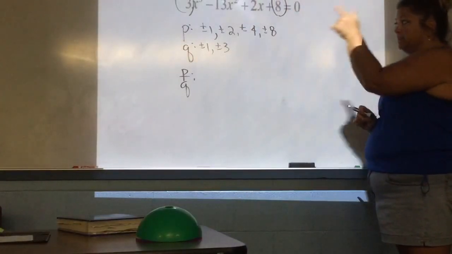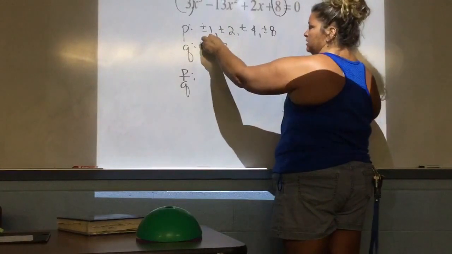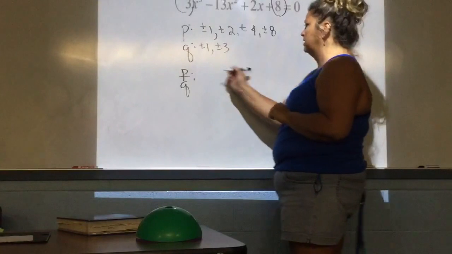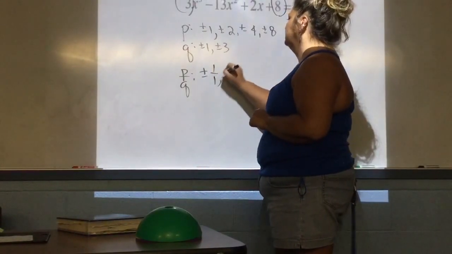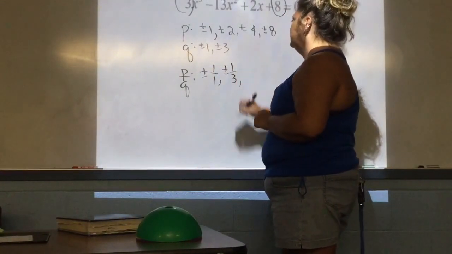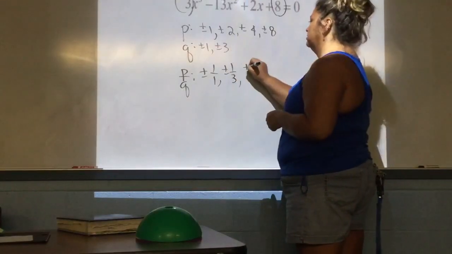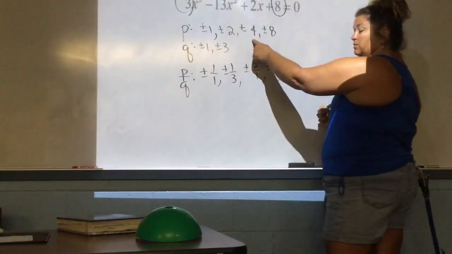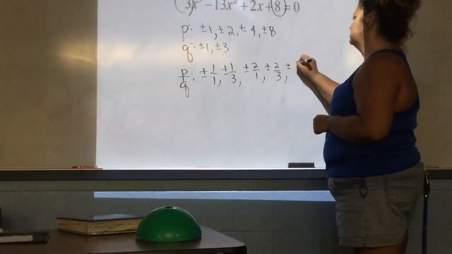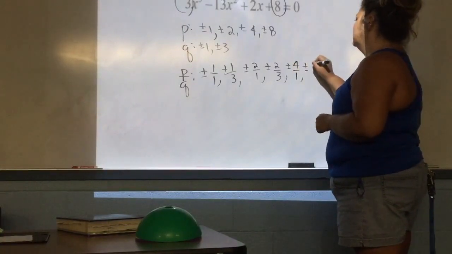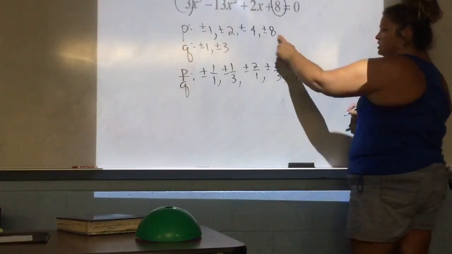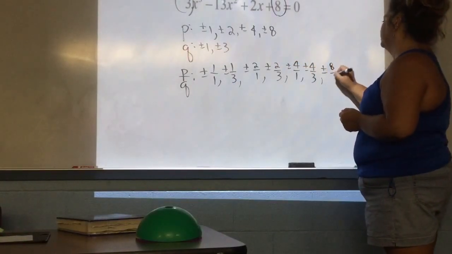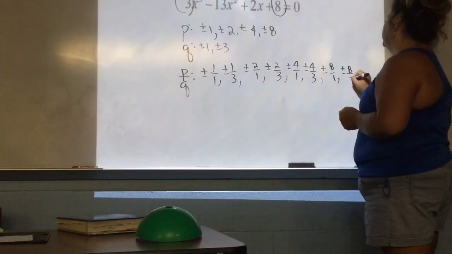Okay, and the next one we're going to do is P over Q. So we're going to start with 1 over Q, 2 over Q, and keep going. So plus or minus 1 over 1, 1 over 3. Now we're going to move to 2: plus or minus 2 over 1, plus or minus 2 over 3. Now let's move on to 4: plus or minus 4 over 1, 4 over 3. And the last one we're going to do is 8: plus or minus 8 over 1, plus or minus 8 over 3.